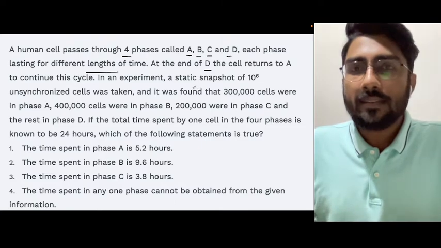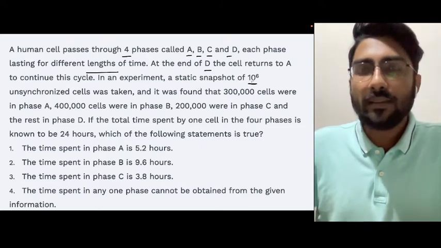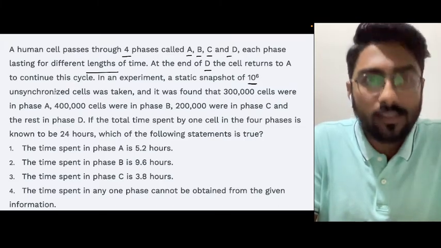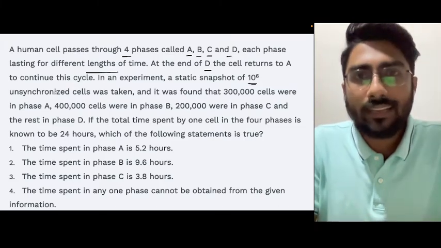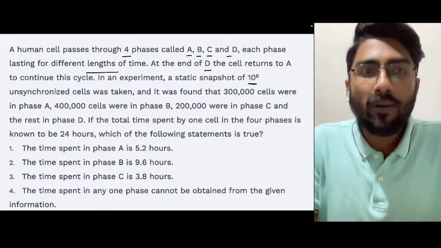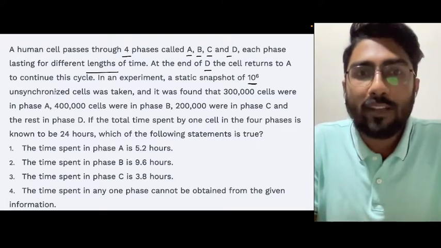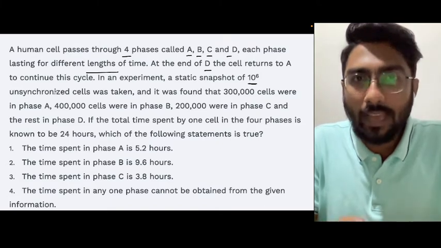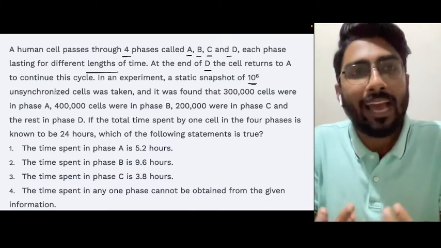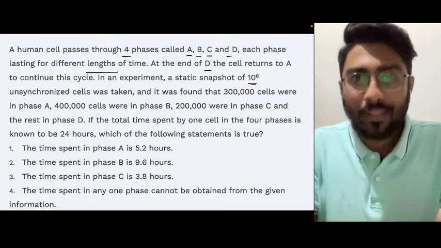In an experiment, a static snapshot of 10 to the power 6 unsynchronized cells is taken. So what is the meaning of these unsynchronized cells? In a test tube or a Petri plate, you have unsynchronized cells. That means you have a mixture of cells in different phases. Like A will be there, B will be there, C will be there, D will be there. There will be no differentiation. Everything will be present over there, right?